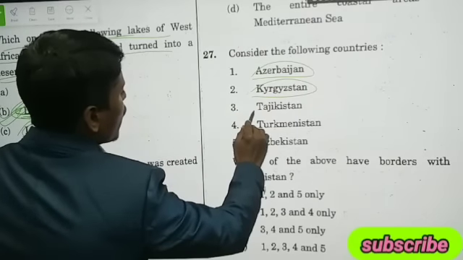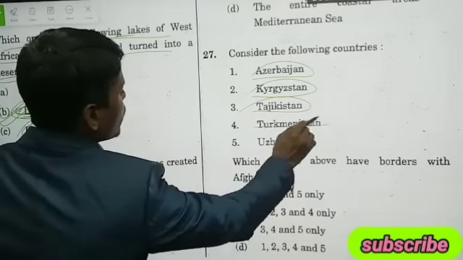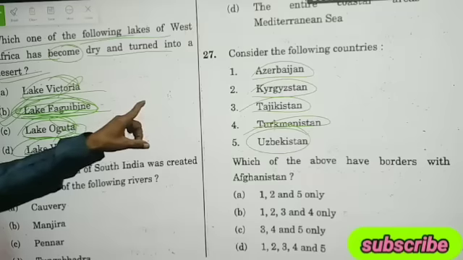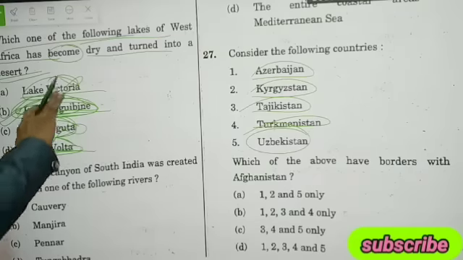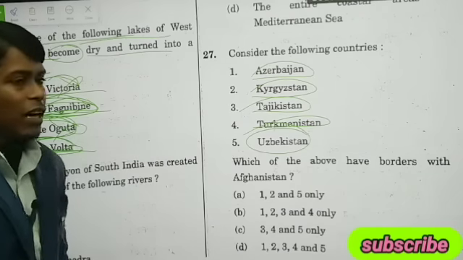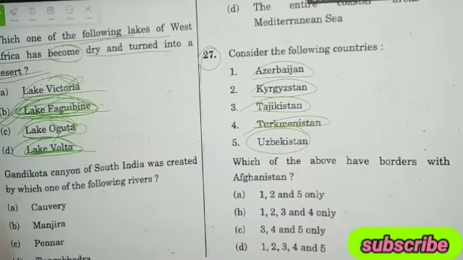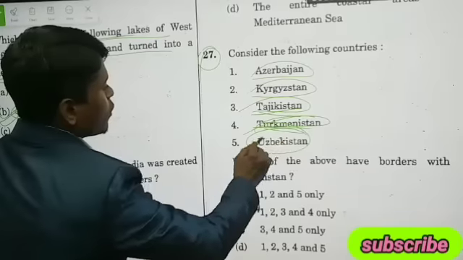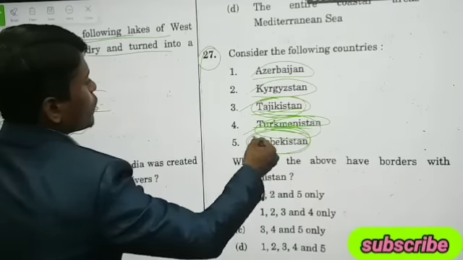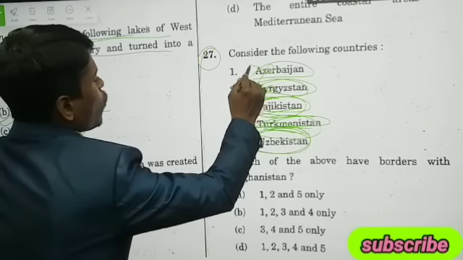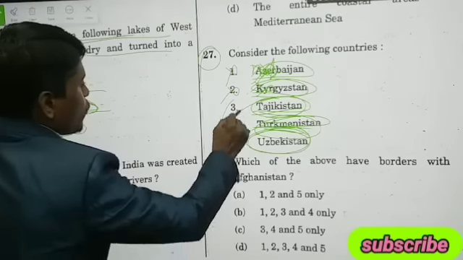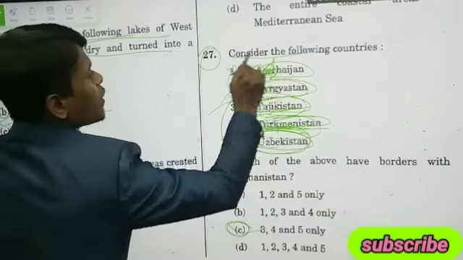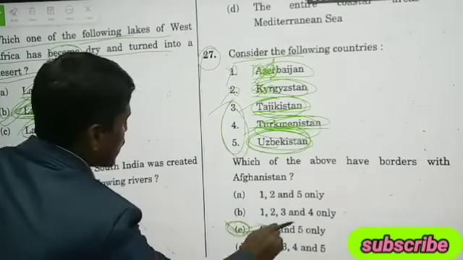Consider the following countries: Azerbaijan, Kazakhstan, Tajikistan, Turkmenistan, Uzbekistan. Three, Tajikistan. Four, Turkmenistan, a country. Five, Uzbekistan. These are correct, the others are not correct. So 3, 4, 5 is question C: Tajikistan, Turkmenistan, Uzbekistan. The correct answer is C.